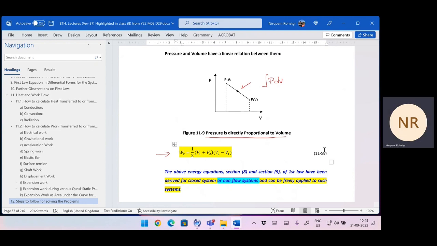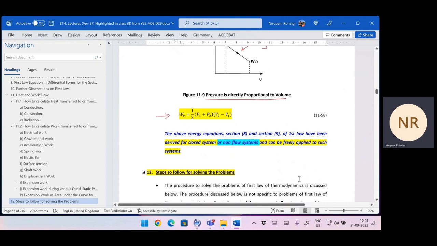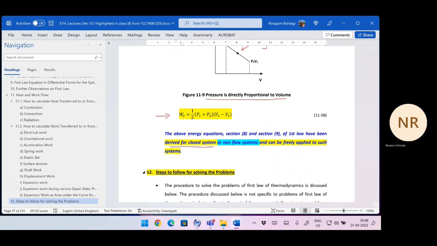Okay, that's the only thing. Now, a final statement about the first law: what we have done is for closed systems. Whatever we have studied so far on the first law is valid for closed systems only. All the equations apply to closed systems only, or we can say non-flow systems, and we can apply them freely to such systems. But when we talk about open systems, we will do it separately.